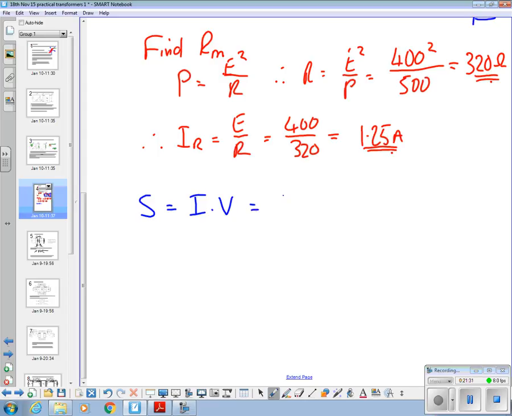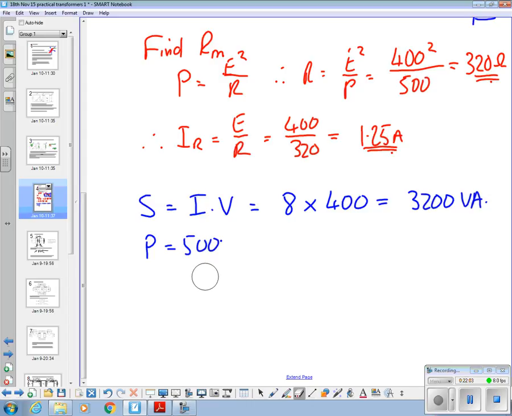Which is 8 times 400, 3,200 VA. Yep. S squared equals P squared plus Q squared. So I've rearranged that. Yeah. So we're in a position of just writing this one out now, aren't we? Q is equal to.